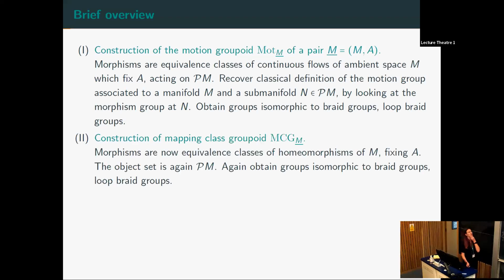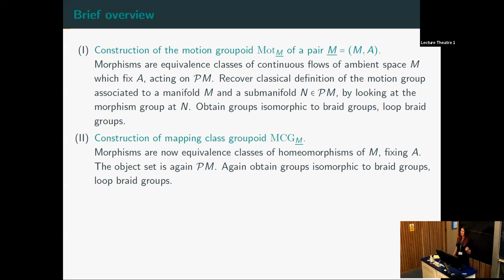And the next thing we're going to do is look at the construction of a different but related groupoid, which also takes as input this same pair of a manifold and a submanifold, and this is called the mapping class groupoid. So here, morphisms are now equivalence classes of homeomorphisms of M, rather than these continuous flows. And the object set is the same. And again, we can get groups isomorphic to the braid groups and the loop braid groups.